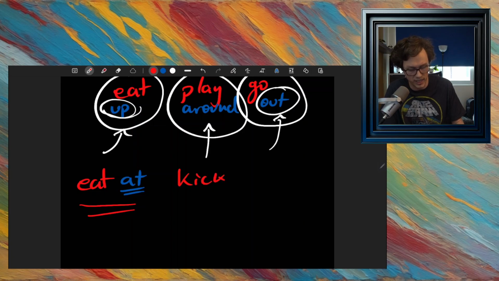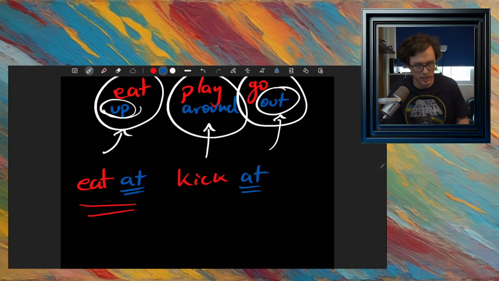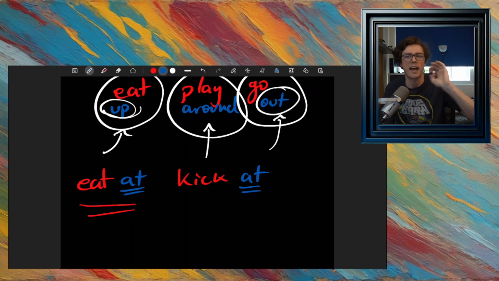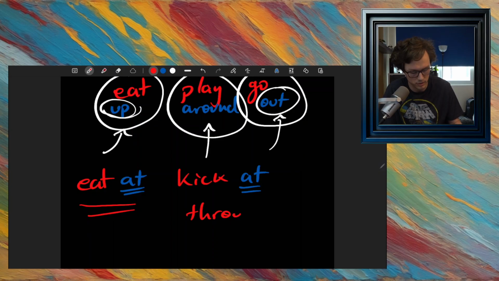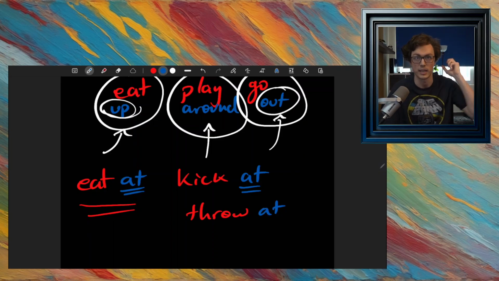Another one like that is "kick at," right? So if you kick at somebody, you kick, but you don't really fully do it. You kick towards them, but you're kicking at them, right? So this is a little bit more literal than "eat at," and then you can get fully literal with something like "throw at," right? So to throw something at is to literally be like, here, catch.